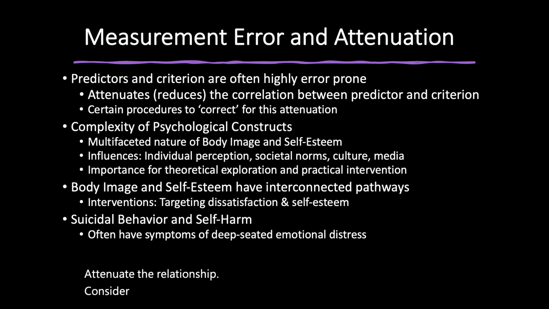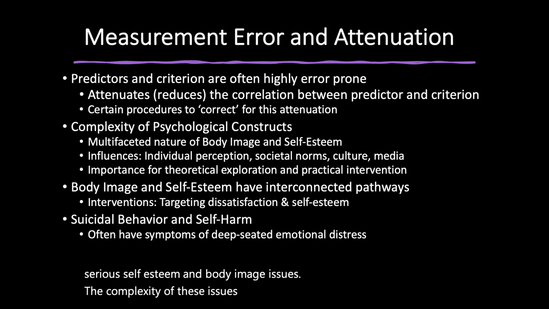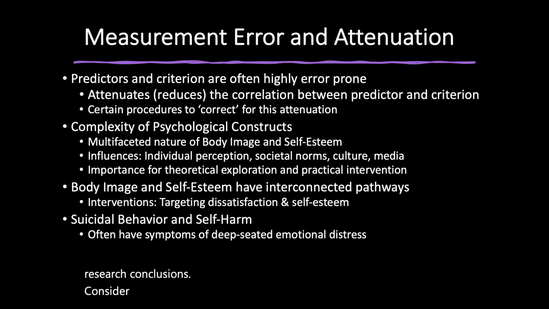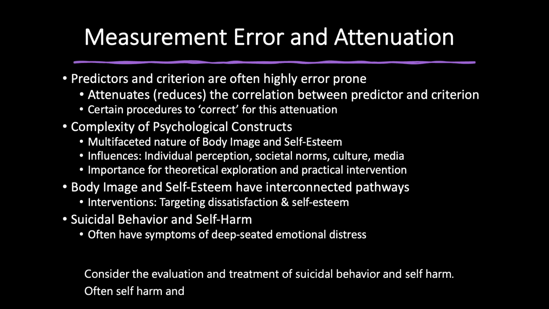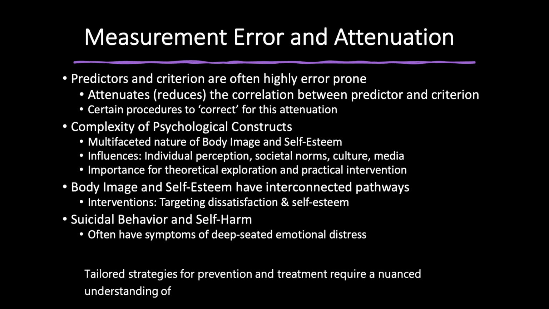Consider evaluating a treatment program for individuals suffering from serious self-esteem and body image issues. The complexity of these issues and the nuances of individual experiences can introduce significant measurement error, affecting the validity of the research conclusions. Consider the evaluation and treatment of suicidal behavior and self-harm. Often, self-harm and suicidal behavior are symptoms of deep-seated emotional distress. Accurate measurement of these underlying causes is essential for early intervention and support. Tailored strategies for prevention and treatment require a nuanced understanding of individual experiences, again highlighting the importance of accurate measurement.